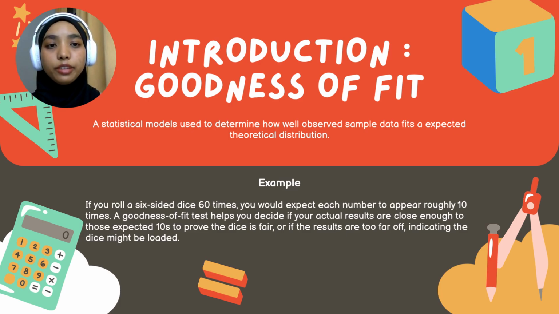Goodness of fit is a statistical test used to determine how well observed sample data fit an expected theoretical distribution. For example, if you roll a six-sided dice 60 times, you would expect each number to appear roughly 10 times. So this test helps you decide if your actual results are close enough to those expected 10 times to prove the dice is fair, or to see if the results are too far off, suggesting the dice might be loaded.